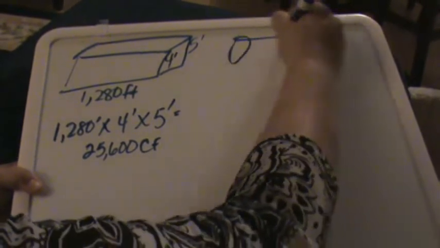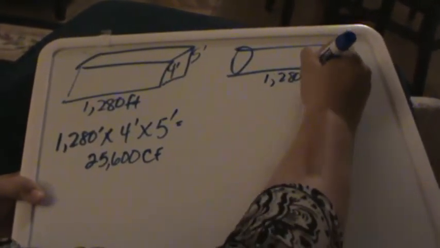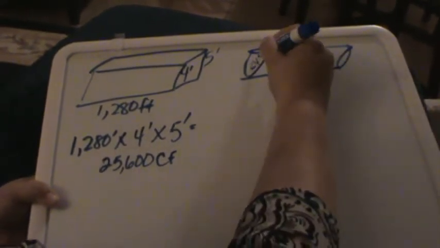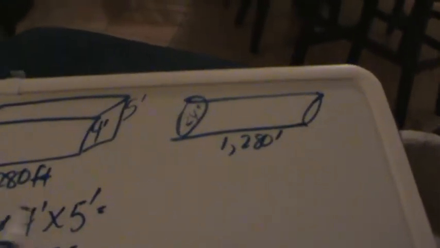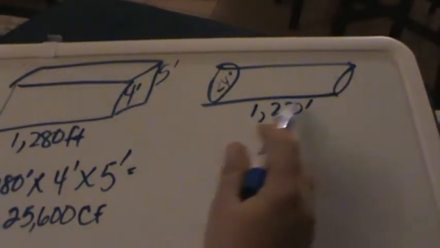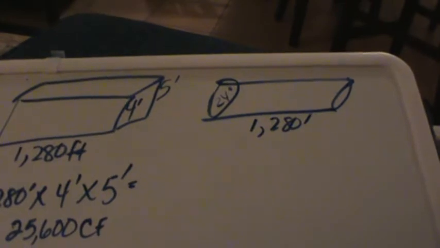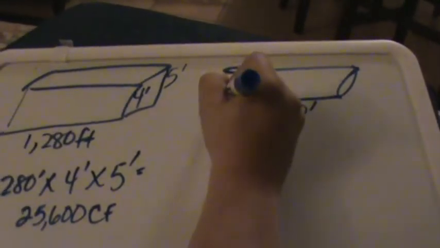Okay, and then we have to get the volume of the pipe. So let's draw our pipe. Our pipe is 1,280 feet long, and it's 24 inches in diameter. So 24 inches, we have to convert inches to feet. When we're doing these calculations, we always have to work in like units. So if we're working in feet, we have to convert inches to feet. So how many feet in 24 inches? Divide that by 12 inches in a foot. That would give me 2 feet.